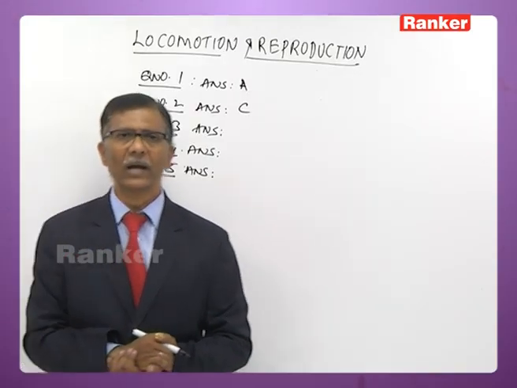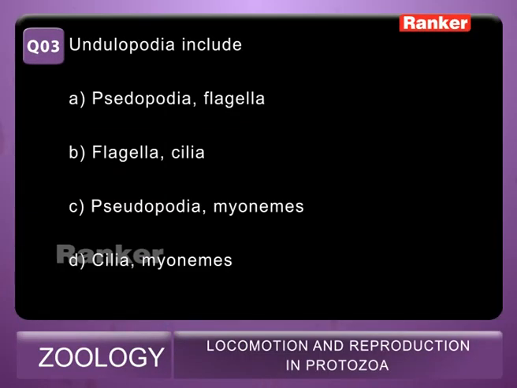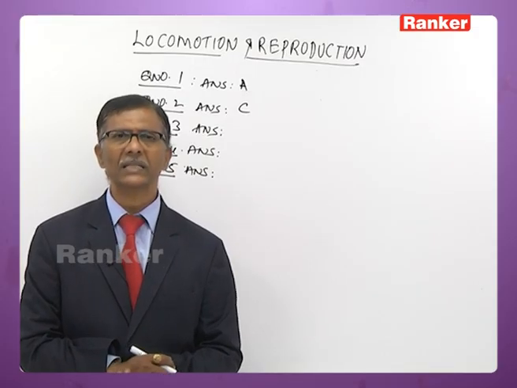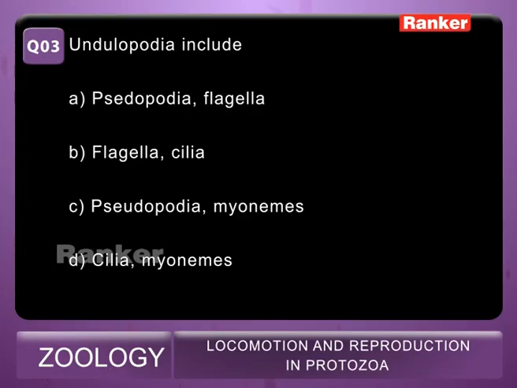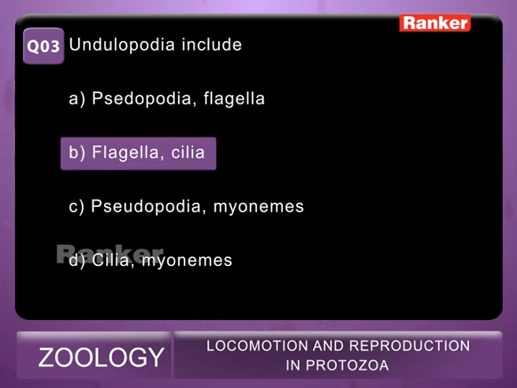Question number 3 here now, I will read out for you. Undulopodia include A. Pseudopodia, flagella, B. Flagella, cilia, C. Pseudopodia, myonemes, D. Cilia, myonemes. Here the scientist Hyman called flagella and cilia undulopodia. So third question answer is B. That is flagella and cilia put together called undulopodia.